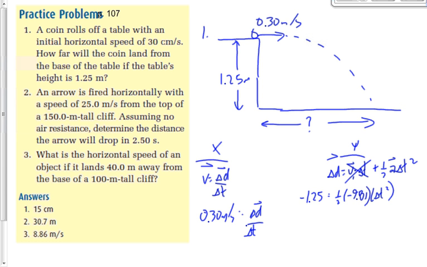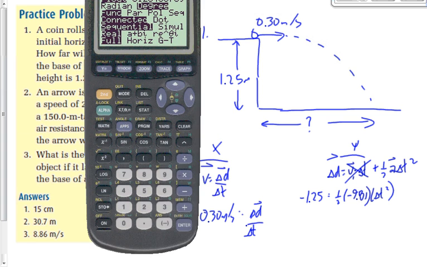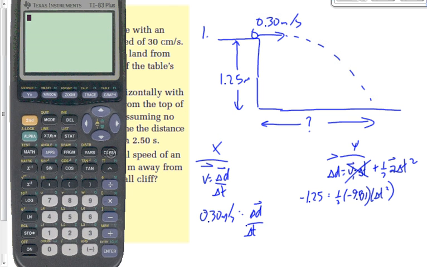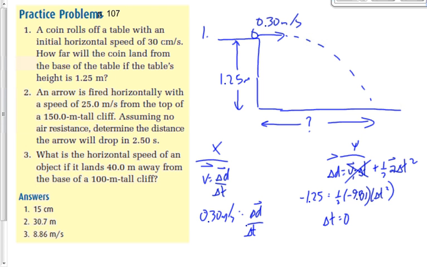So let's say 1.25 divided by 4.905. Let's pull up the calculator and show you this. Remember, it's half of negative 9.81. Negative 1.25 divided by negative 4.905 is 0.25. Then we square root that to get t, and we end up getting 0.5048 seconds. Okay, that's not what I'm looking for. It's not what I'm looking for, is it?